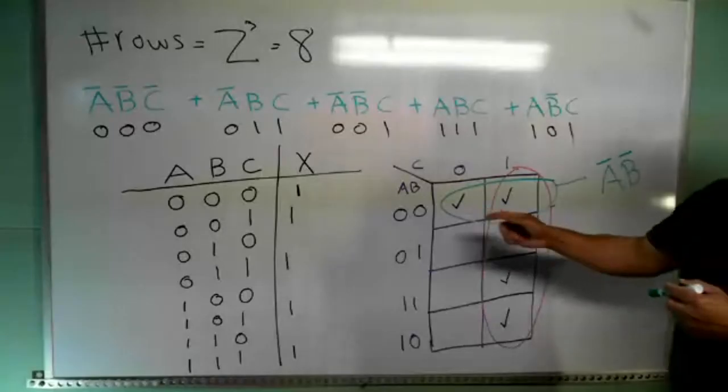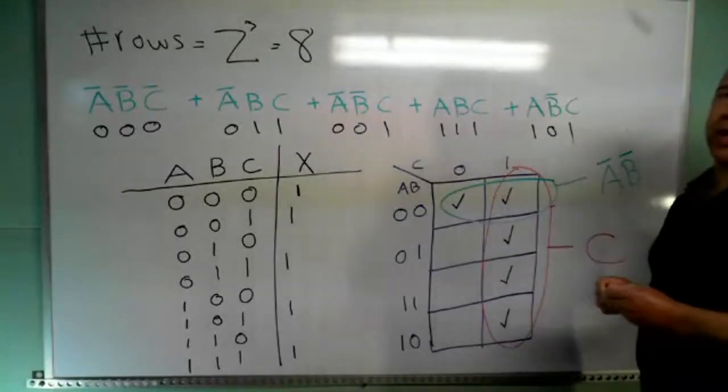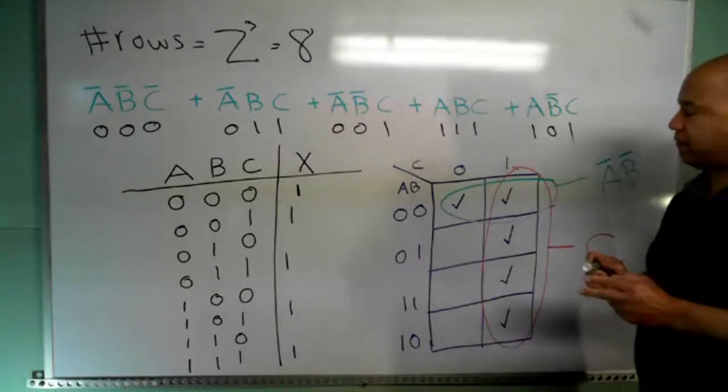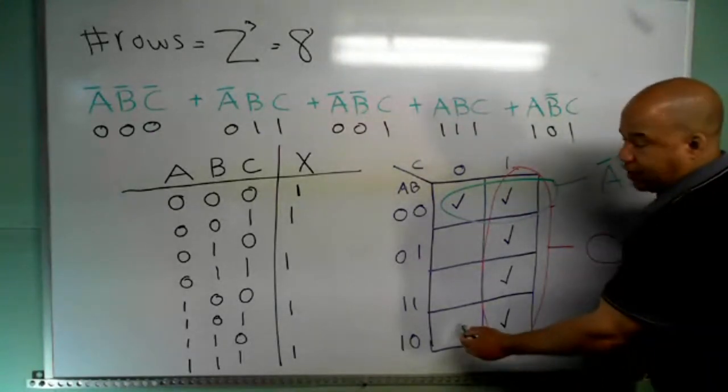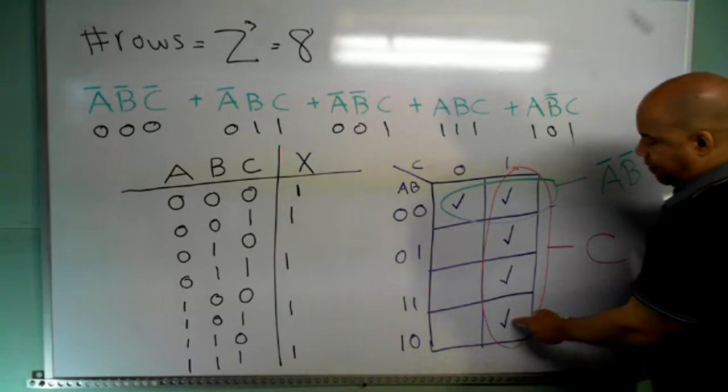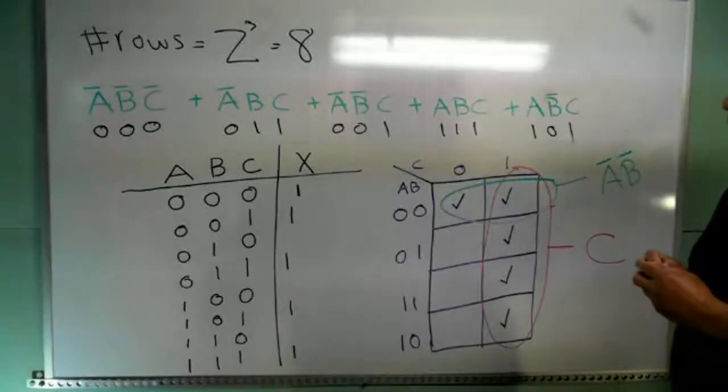Yeah, because remember you can't group three. You have to group either one, two, or four. So if I put another check right here, you could do that. But since I have three, you can't group three together. It's got to be a power of two.